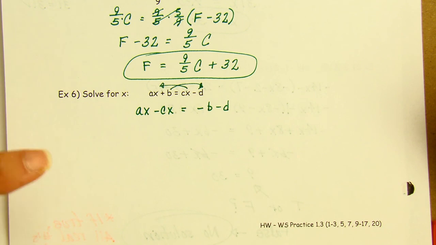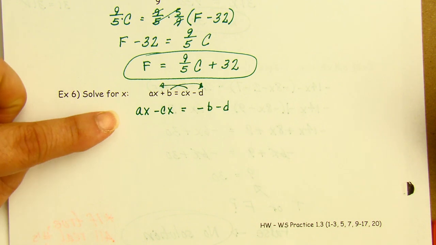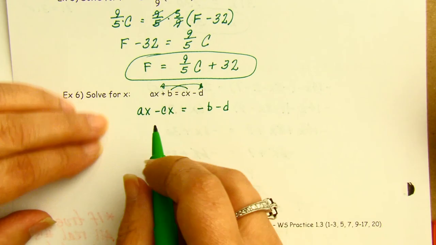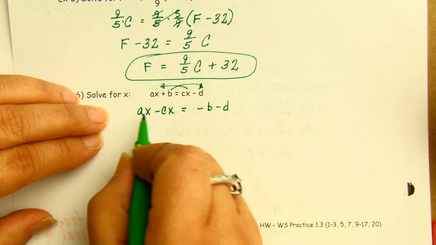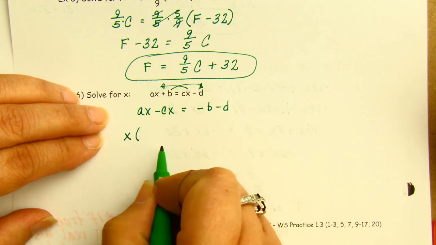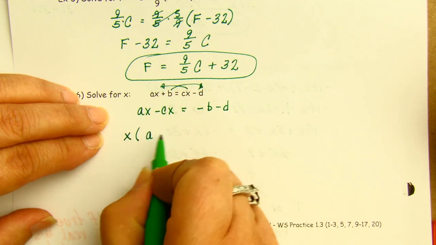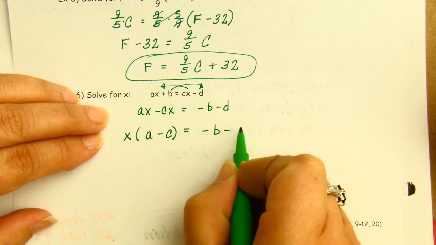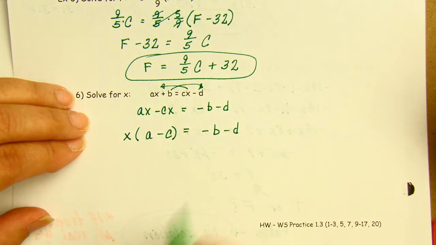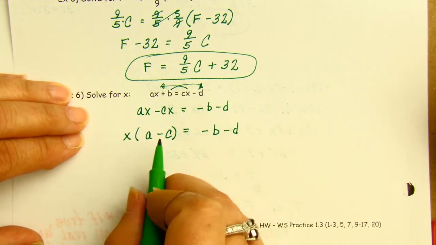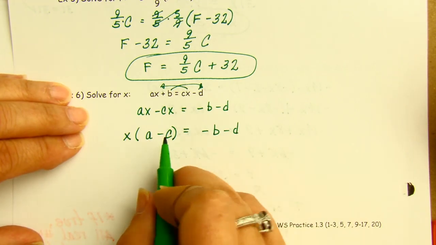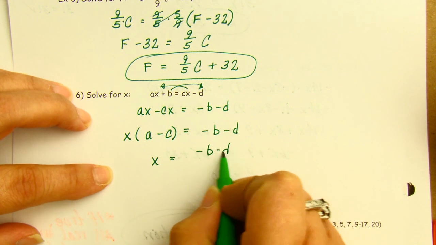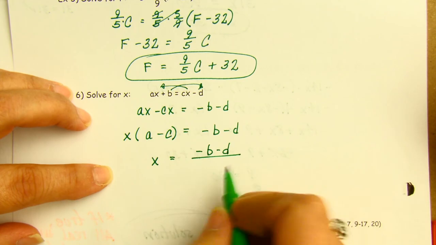The only way to get the x out of these two terms is to factor it out. This is a GCF factoring, greatest common factor. These two terms have x in common. So I factor it out, and I'm left with a subtract c equals negative b subtract d. Now this is a quantity, and I have to solve for x. So I'm going to divide this quantity by that quantity to get the x by itself. So my final answer here is negative b subtract d over a minus c.